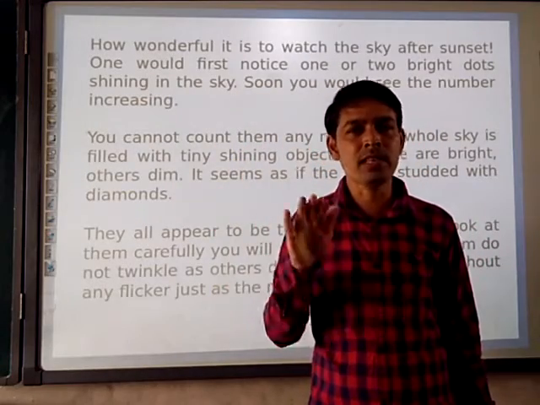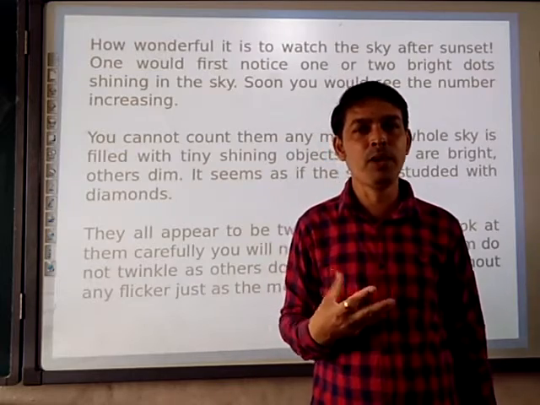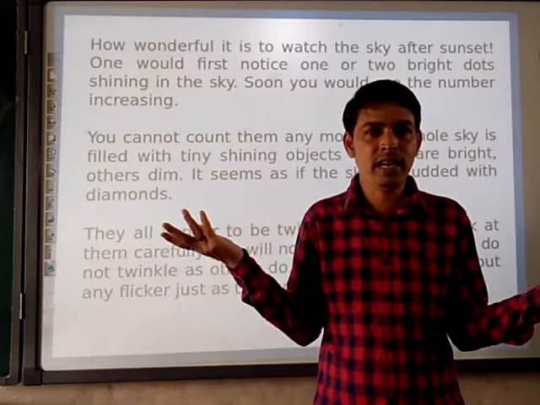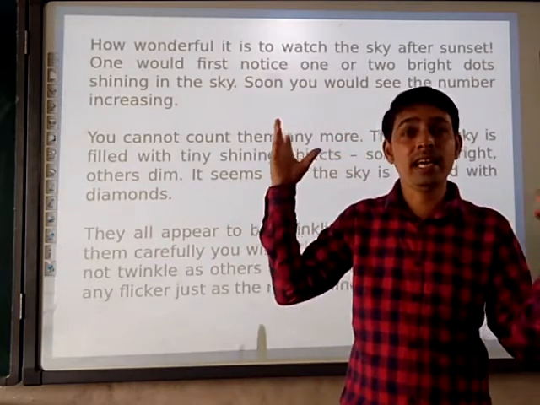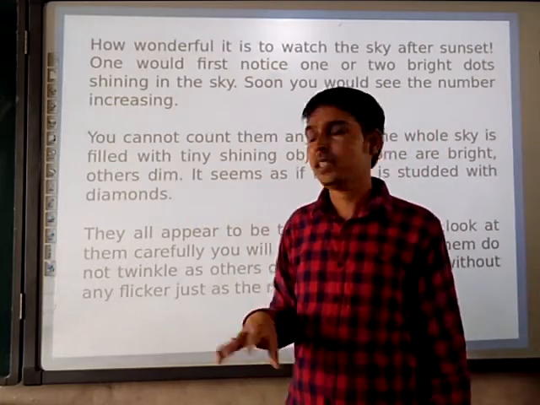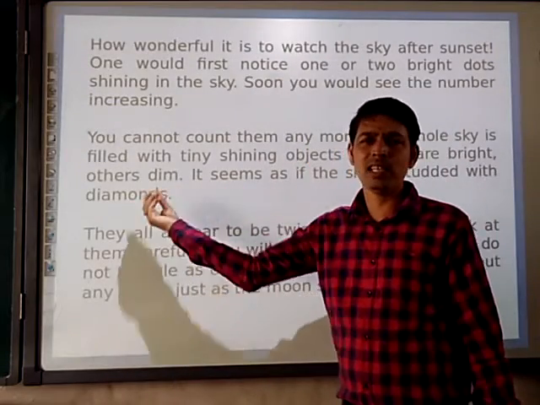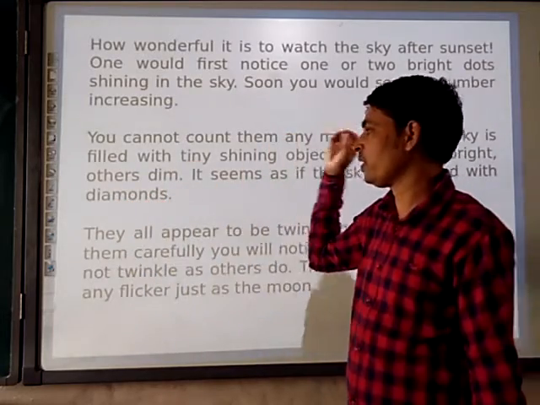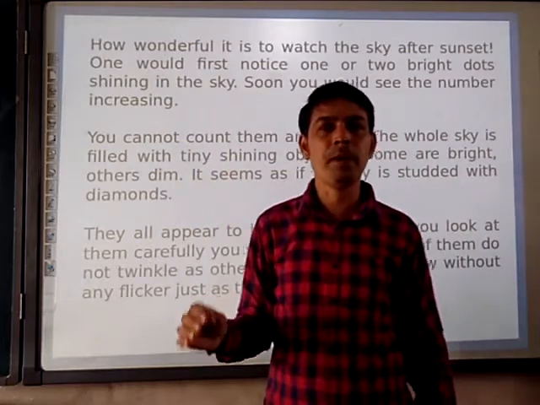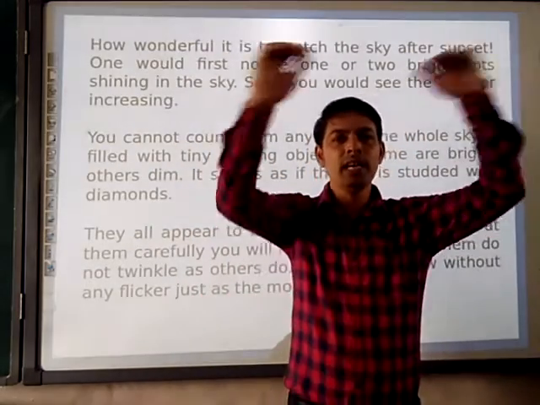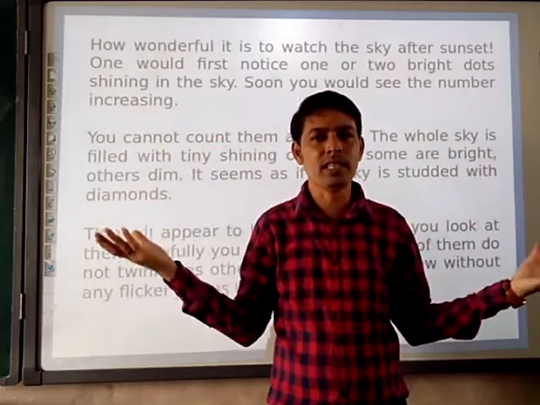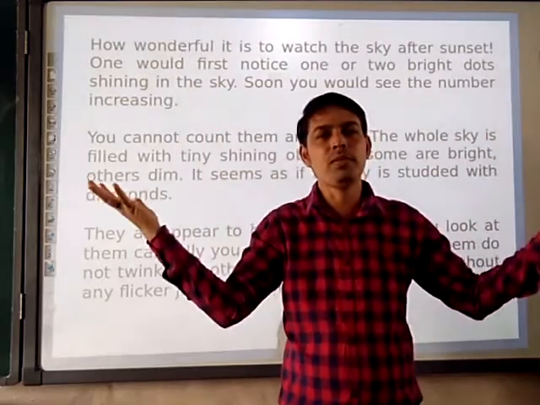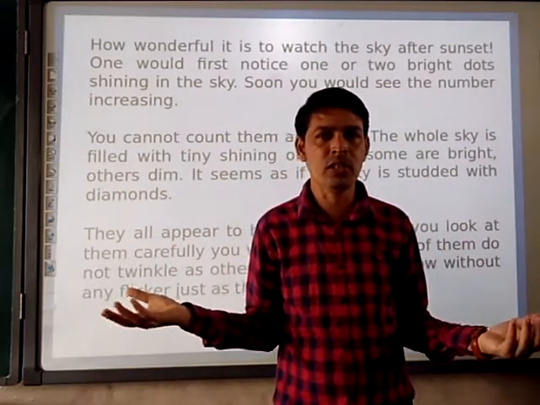In your primary level, nursery level, you studied one very interesting poem. Twinkle, twinkle, little star, how I wonder what you are. Right? Up above in the sky, like a diamond in the sky. So like the diamond in the sky, they are shining. So here we are seeing that as the night comes, there are lots of stars in the sky. First you see 1 star, 2 stars, 3, 4, and after that so many stars will be there. They are uncountable in nature.